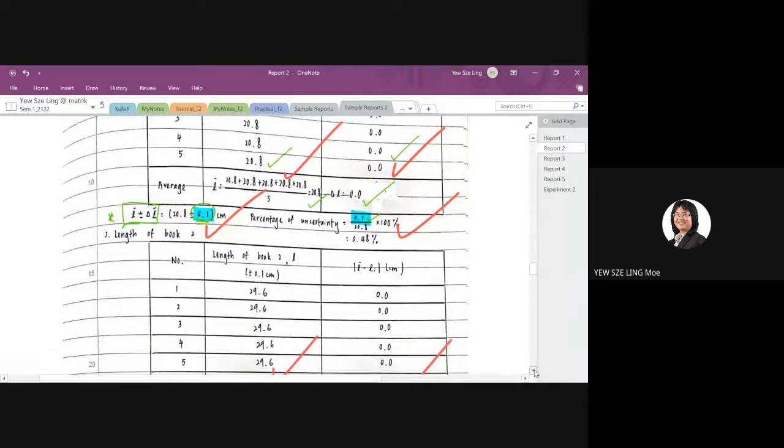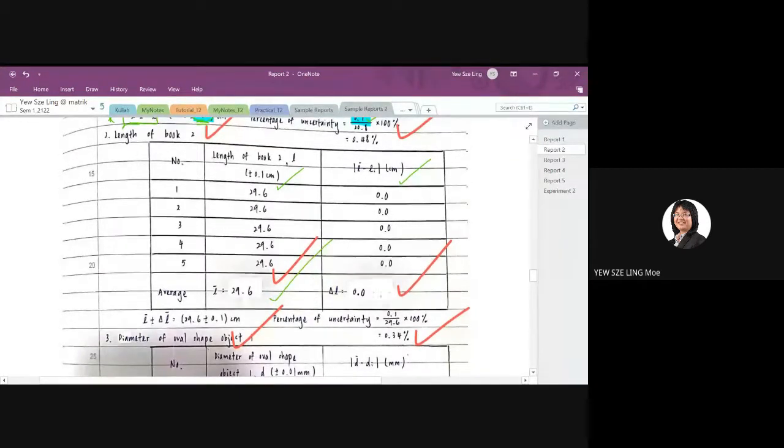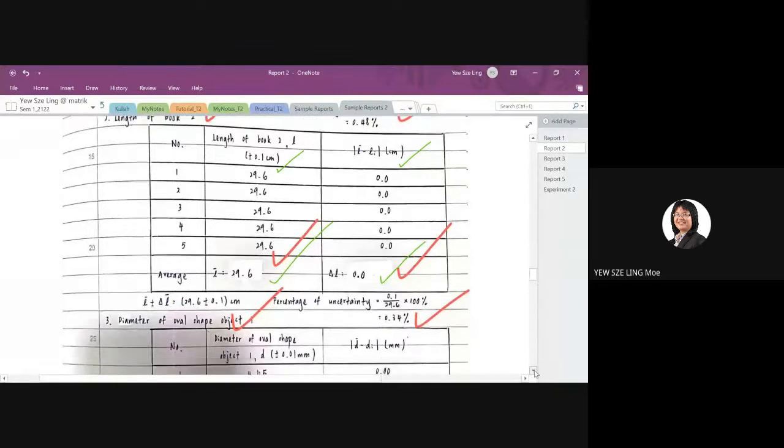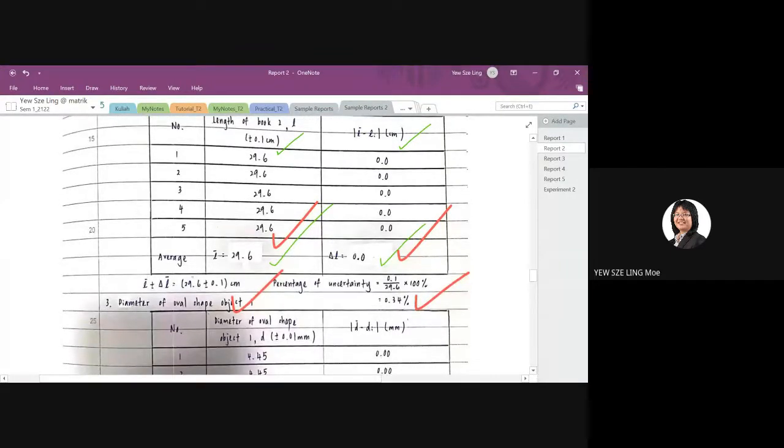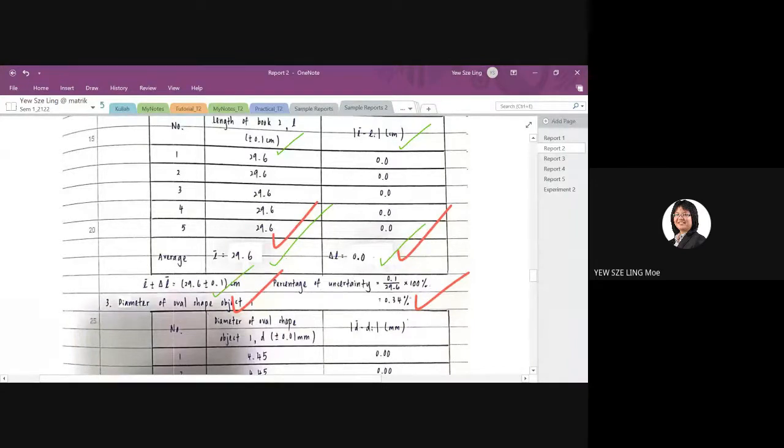So this is a very good report. All the calculations are correct. We got this one plus minus 0.1 cm, with consistent decimal places, and in the results she changed to 0.1. This is good. And then for percentage of uncertainty, again, she uses a correct value.